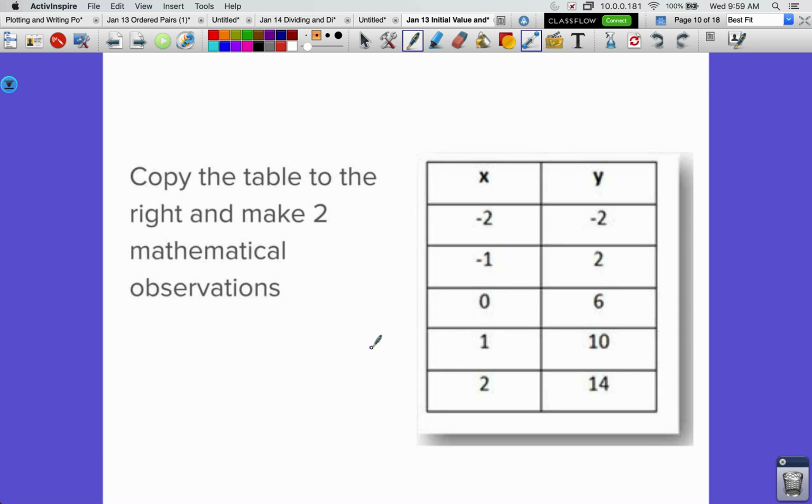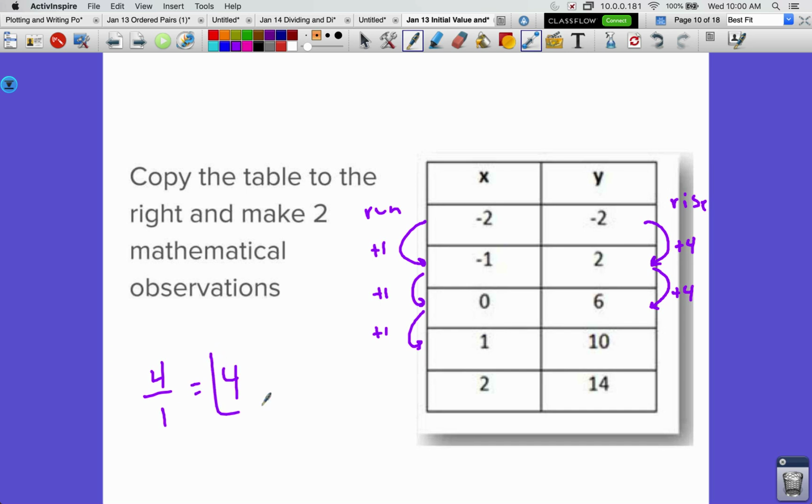All right, now let's talk about tables a little bit. I want you to copy down this table and make 2 mathematical observations. All right, one of the observations you could have made is that the x values are increasing by 1 each time. Another observation you can make is that the y values are increasing by 4 each time. This is equivalent to our rise, and this is equivalent to our run of the table. So rise over run becomes 4 over 1 equals 4. The slope of this table is 4.